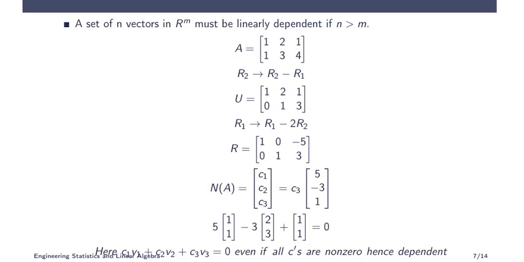The third condition is that a set of n vectors in R raised to m must be linearly dependent if n is greater than m. So what is n? n is the number of variables or number of columns, and m is the number of equations or number of rows. So here m is equal to 2 and n is equal to 3. Number of variables and number of columns are 3, and number of rows or number of equations is 2. So here 3 is greater than 2, so n is greater than m.